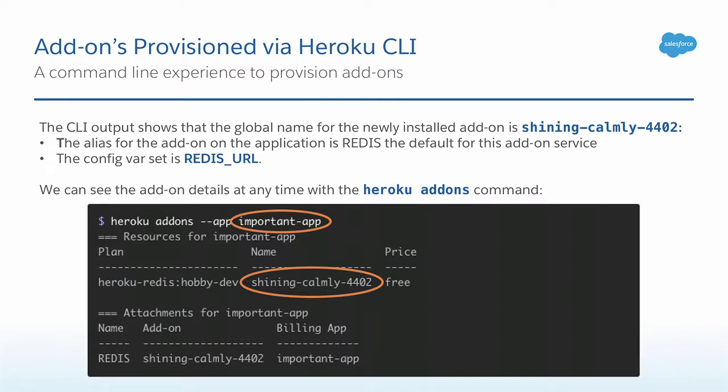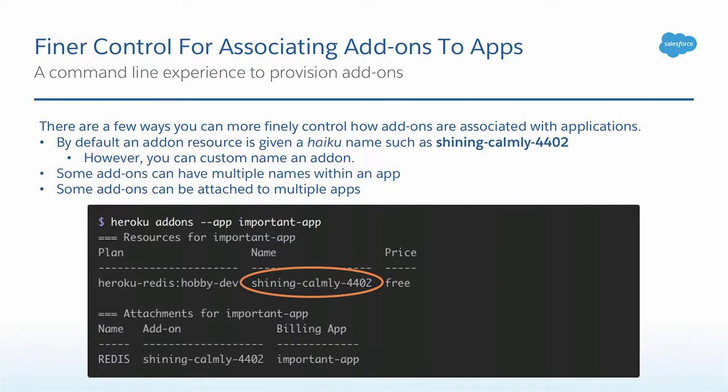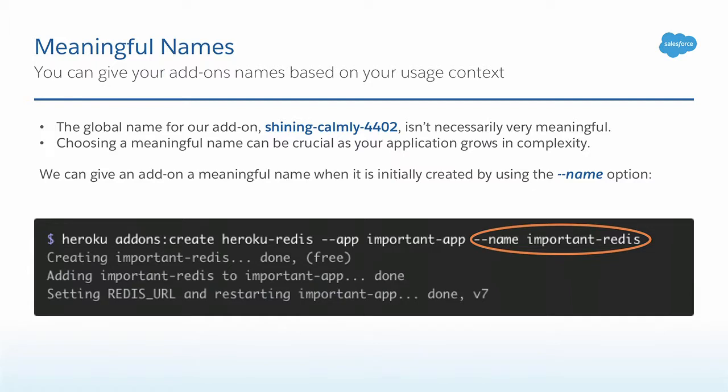Right now, the distinction between the add-on resource and its attachment may seem unnecessary, but we'll explore this further to show why it's important. There are a few ways you can finally control how add-ons are associated by applications. By default, an add-on resource is given a haiku name, such as Shining Calmly 4402. However, you can custom name an add-on, and some add-ons can have multiple names within an app. For even greater flexibility, some add-ons can be attached to multiple apps. Therefore, it's important to use meaningful names. The global name for our add-on, Shining Calmly 4402, even though it's calming, isn't quite meaningful.